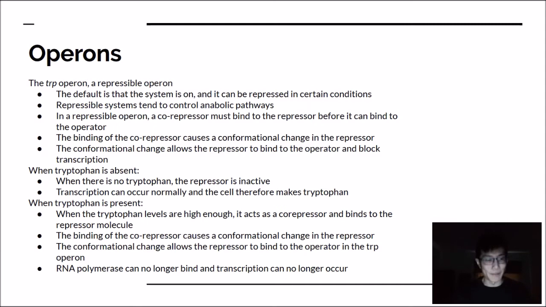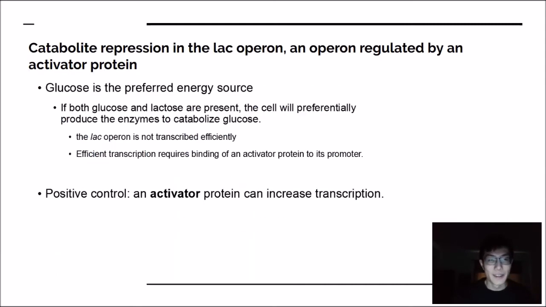Okay, so the last thing that we're really going to be talking about in regards to gene regulation in E. coli is a catabolite repression system. So in the lac operon, again, there's actually a catabolite repression system. And this is really fascinating because it's regulated by an activator protein. That protein is going to be regulated in itself by other external factors, like, for instance, glucose presence.